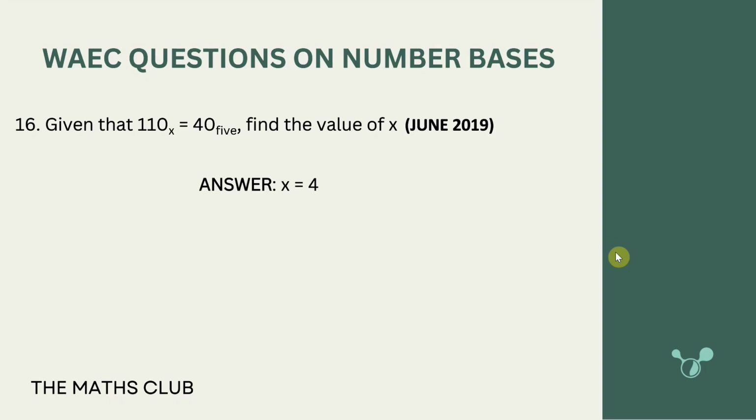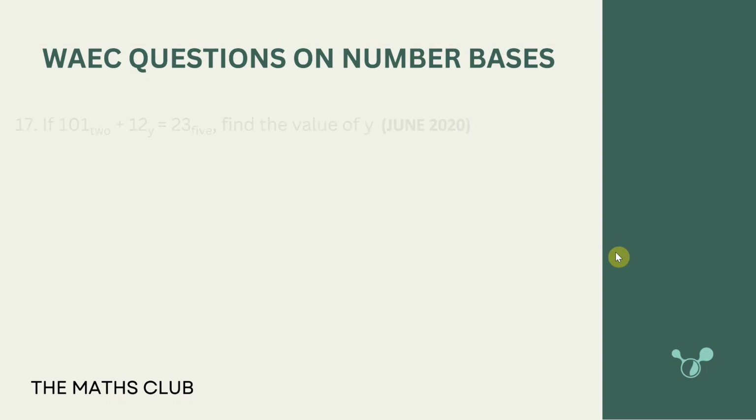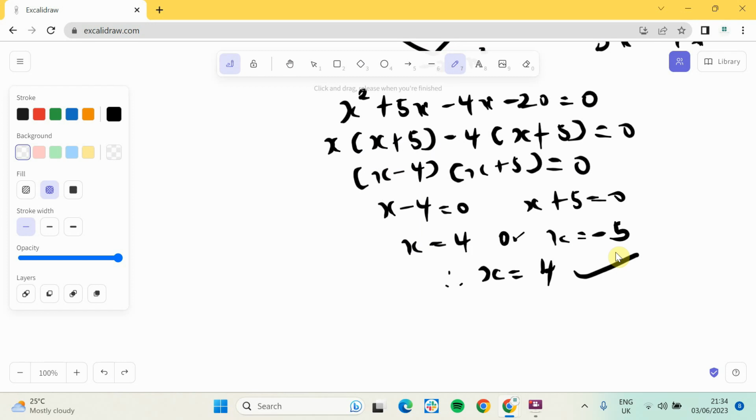Great. Let's look at the next question. This is taken from 2020. So if 101 base 2 plus 12 base y is equal to 23 base 5, find the value of y. Already we know that when we have different bases like this, we are going to convert each of them to base 10. So let's go.